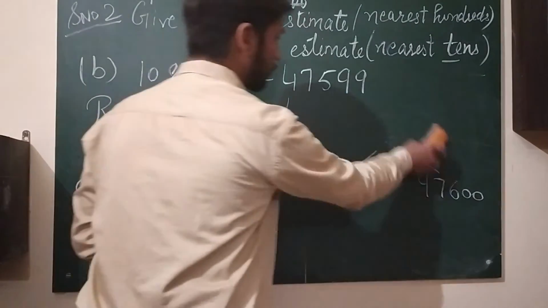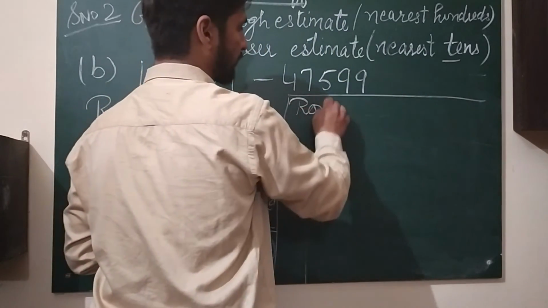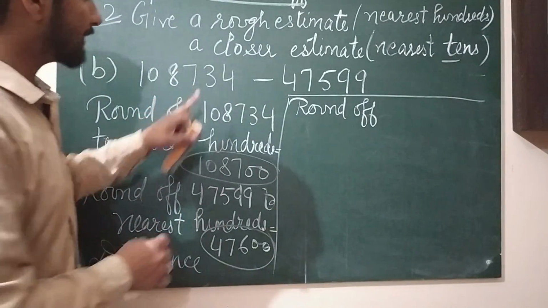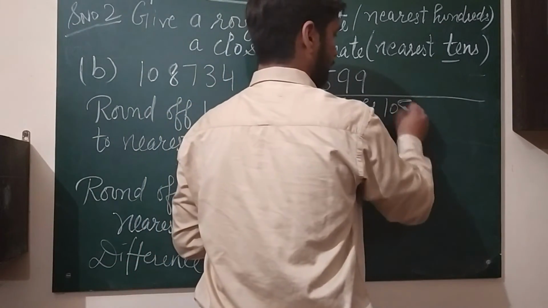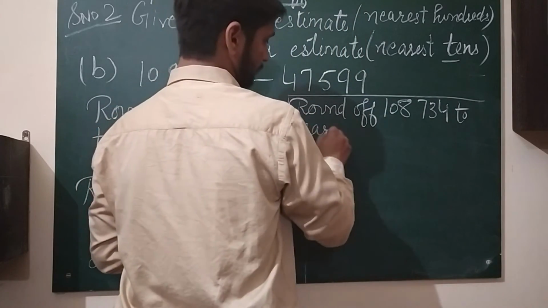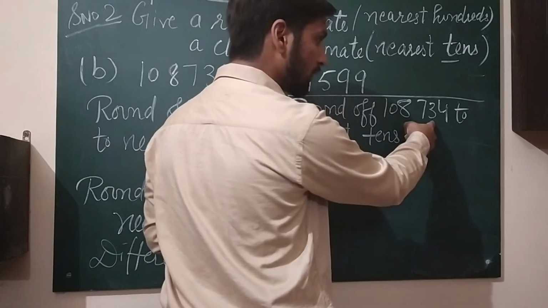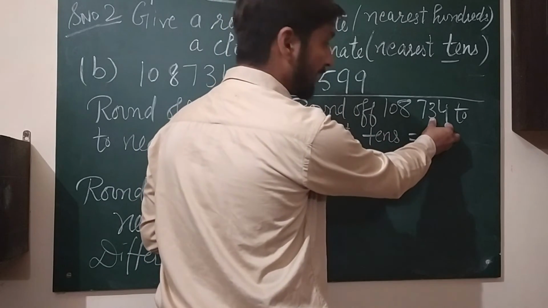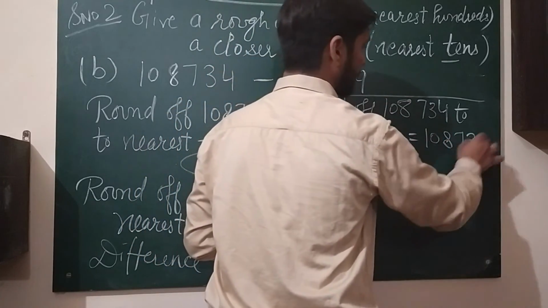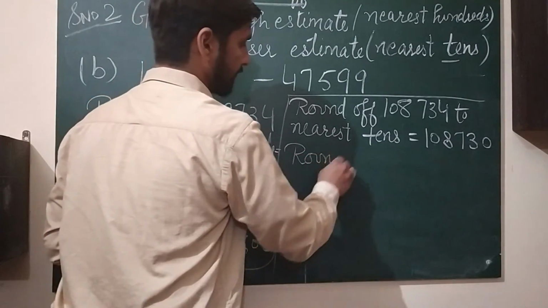Now moving to closer estimate. For closer estimate, I have to round off the number to nearest tens. So round off 1,08,734 to nearest tens. Now it is 34. 34 lies between 30 and 40 and it is nearer to 30. So it will be written as 1,08,730.